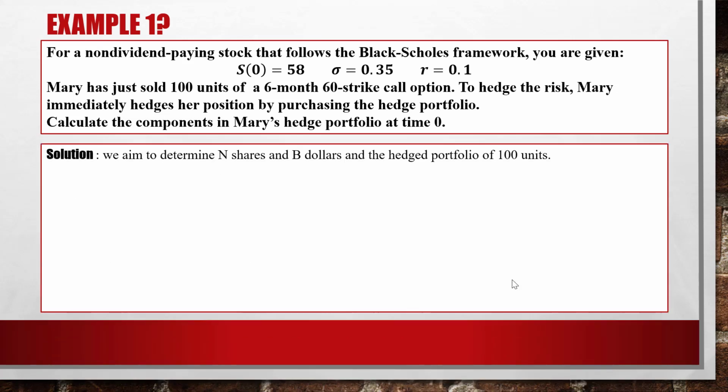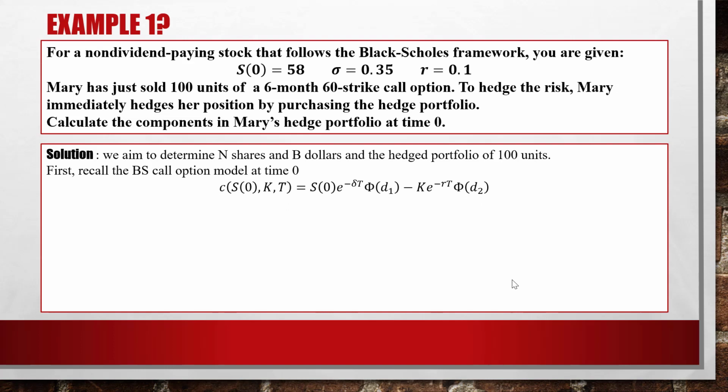So we aim to determine N shares and B dollars in the hedged portfolio of 100 units. First, record the Black-Scholes call option model at time 0. Here at time 0 means literal T is 0, right? So the call option is S0 e^(-δT) Φ(d1) minus K e^(-rT) Φ(d2). Remember, δ here is 0 because it's not given in this problem.